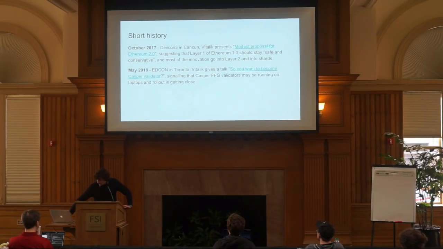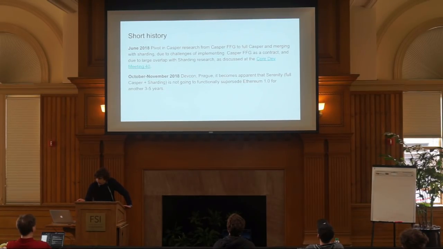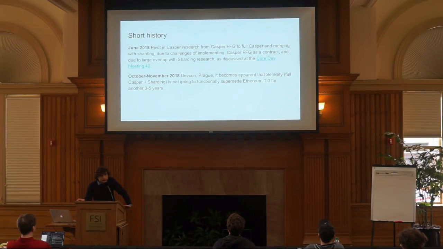But then in June 2018, something changes. In core dev meeting number 4, which I have a link to there, a pivot was announced by the research team. Essentially, the initial idea was to have Casper as a contract on Ethereum 1.0, which would be validating the votes and doing other things.